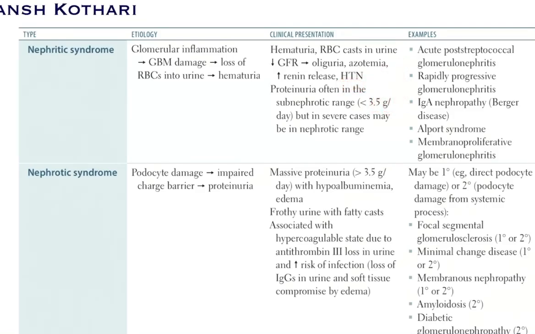Is it clear? This hypertension is a result of decreased hydrostatic pressure. Is it clear till now? There is proteinuria. I won't say there is no proteinuria, but it is mild. It is a mild proteinuria, in the subnephrotic range, that is less than 3.5 grams per day. In nephrotic syndrome, it is massive proteinuria, that means more than 3.5 grams per day. Is it clear what nephritic syndrome is? It is basically damage to the filtration barrier.